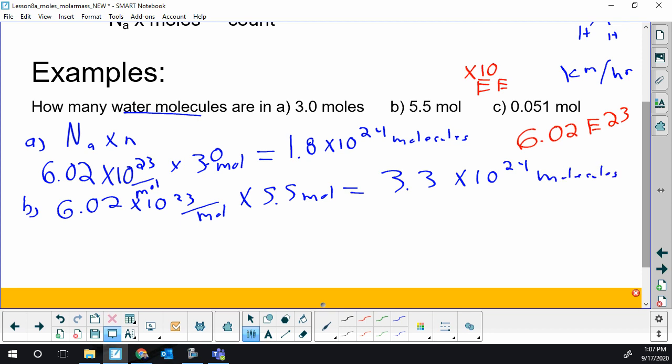So this is bigger. It's the same number of digits, which comes from the 24. So the length of the number is the same, but the first numbers are 1.8, and now they're a little bigger at 3.3, which makes sense.